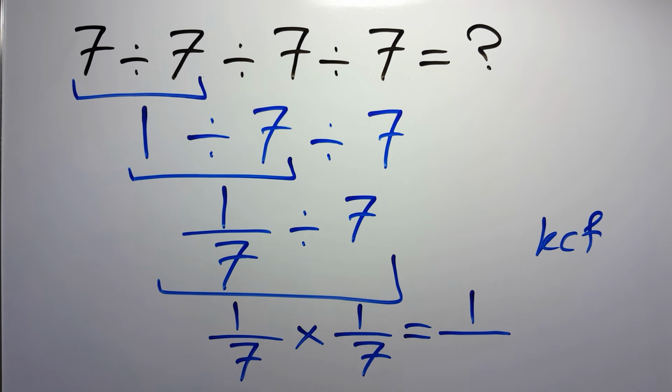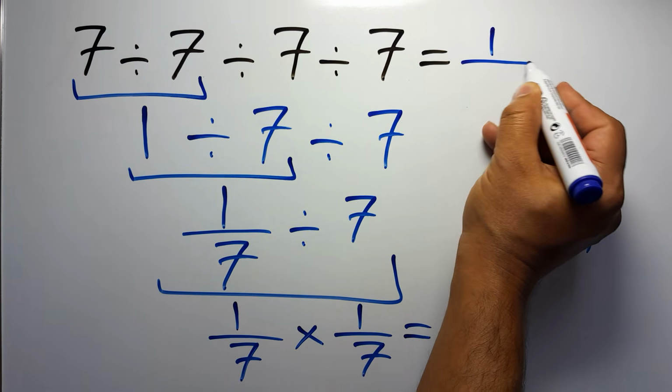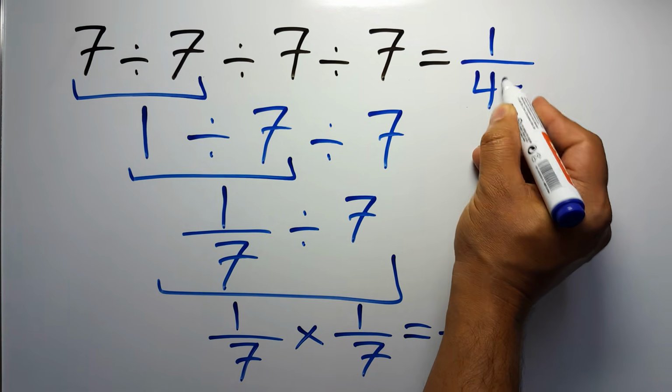So 7 times 7 equals 49. So we have 1 over 49. And this is our final answer to this problem. The correct answer is 1 over 49.